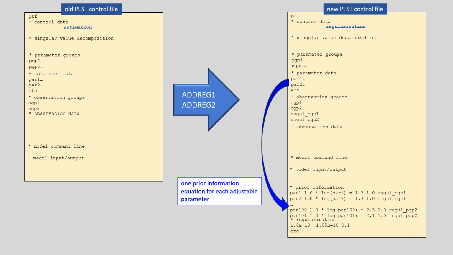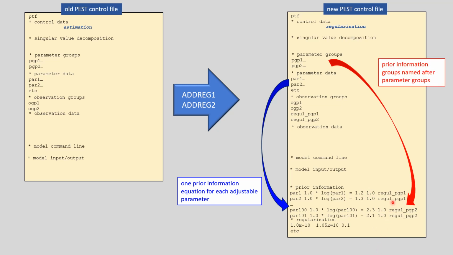Each prior information equation is assigned an observation group, which is now a prior information group. That group is named by affixing the string REGUL underscore to the name of the parameter group to which each parameter belongs. So, parameter group name with the prefix REGUL underscore, then these new observation groups are added to the observation group section of the PEST control file.